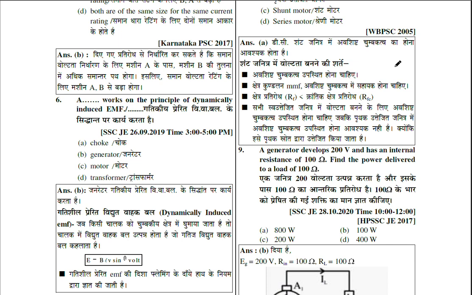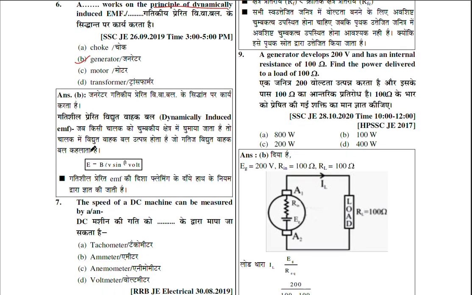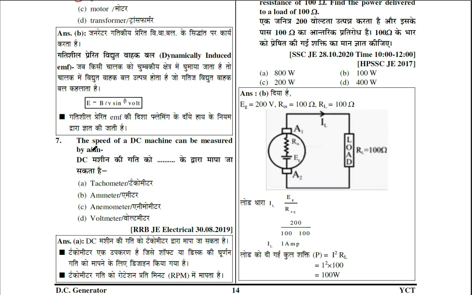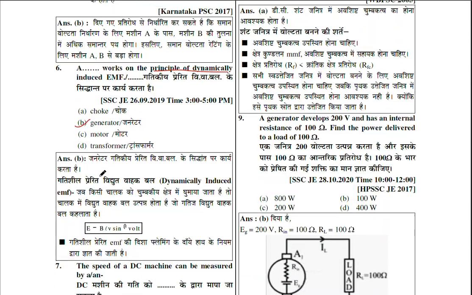Coming to question number 6: a dash works on the principle of dynamically induced EMF. Here the generator works on the principle of dynamically induced EMF. So option B is the correct answer. Coming to question number 7: the speed of a DC machine can be measured by a tachometer. By using the tachometer, we measure the speed of the DC machine.